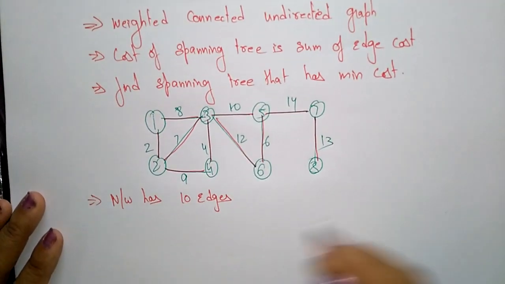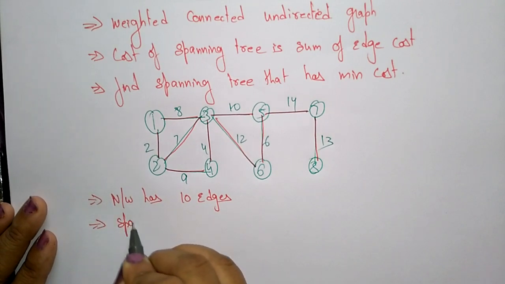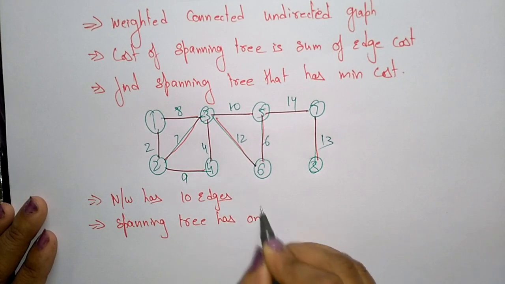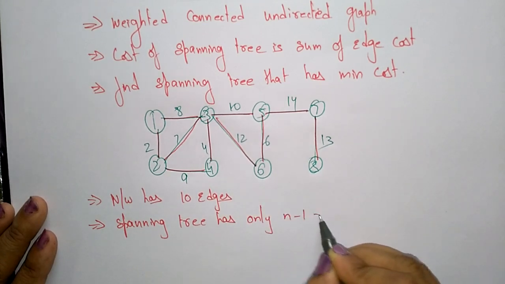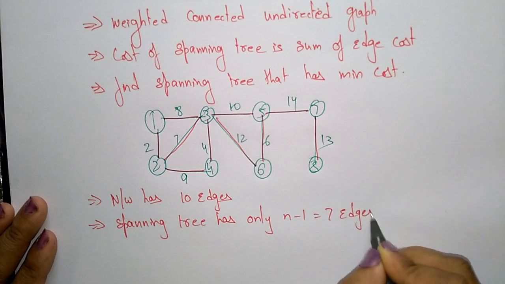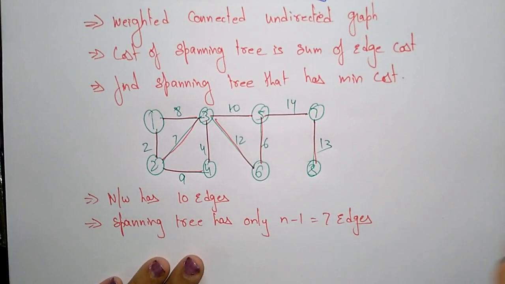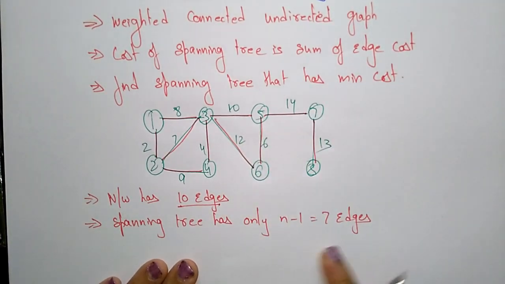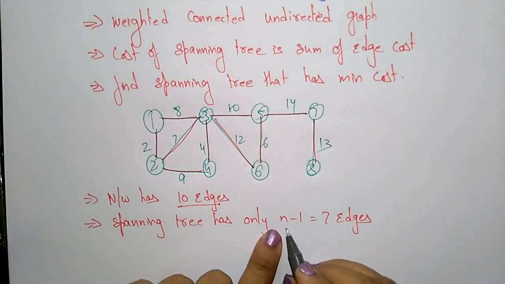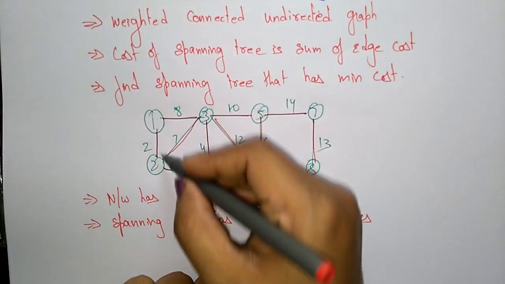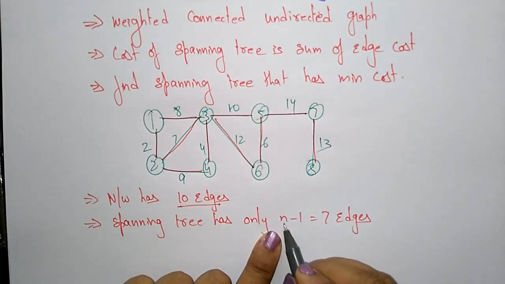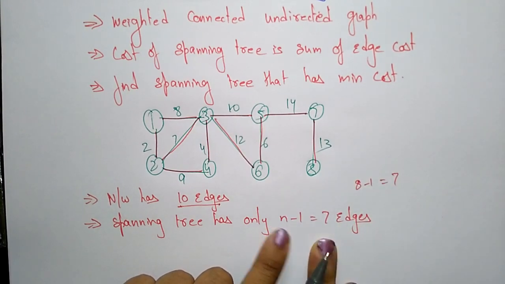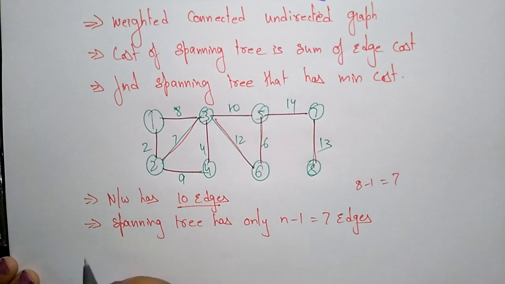So there are a total of 10 edges. The condition for a spanning tree is that it has only n minus 1 edges, that is 7 edges. The spanning tree has only 7 edges, but here this graph consists of 10 edges. So you have to make it a spanning tree. Here n is the total number of vertices, the nodes. So that is 8 minus 1, 7. So it consists of only 7 edges.